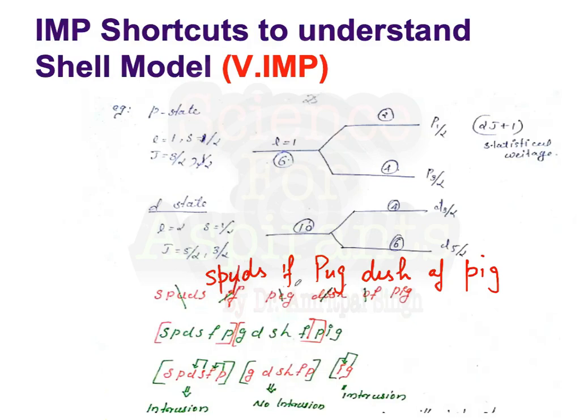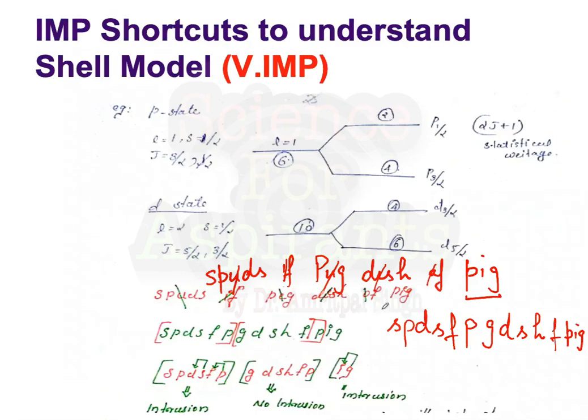Like U is a vowel, I will remove it. I is a vowel, I will remove it. U is a vowel, I will remove it. In dish, I is a vowel. O is a vowel. So after the removal, what can I write? S, P, D, S, F, P, G, D, S, H, F, and this pig is written as it is.